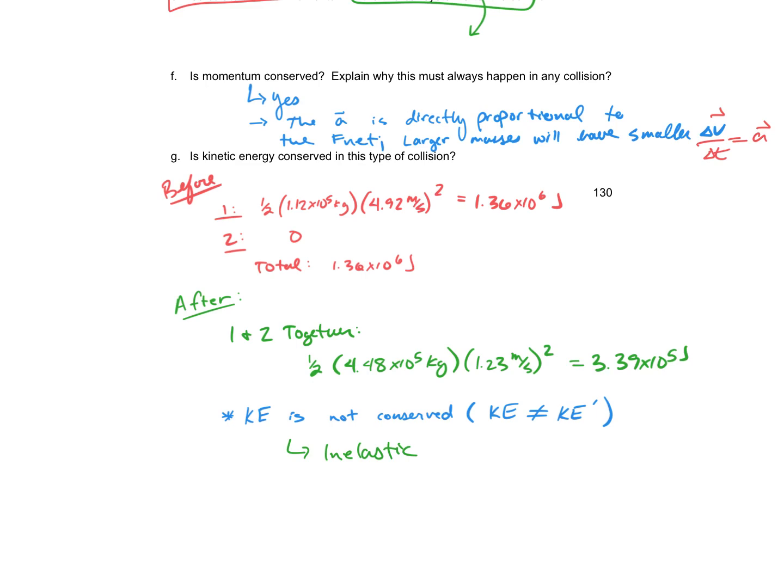It's transferred into other forms, whether it goes into deforming the matter, or if it's lost due to work, or there are lots of other ways it can be transferred. But in this example, the mechanical energy of cart 1 and cart 2 is not conserved after the collision.